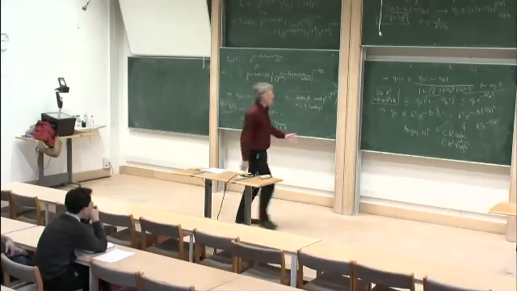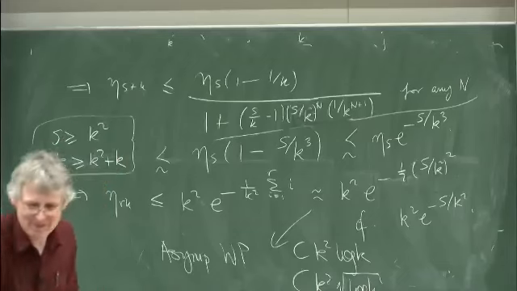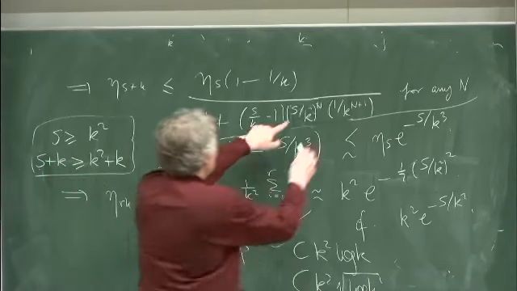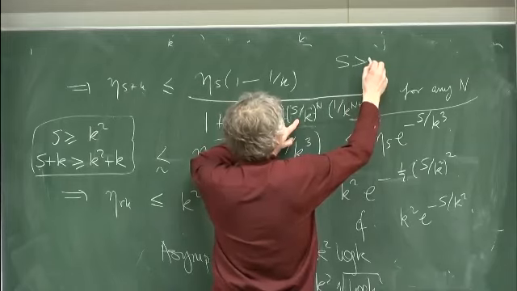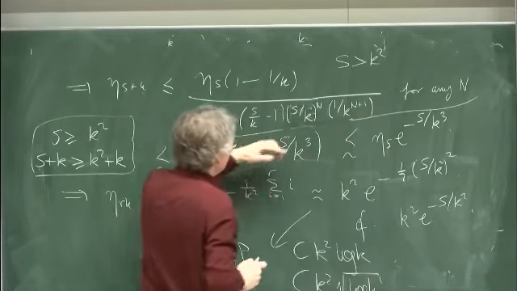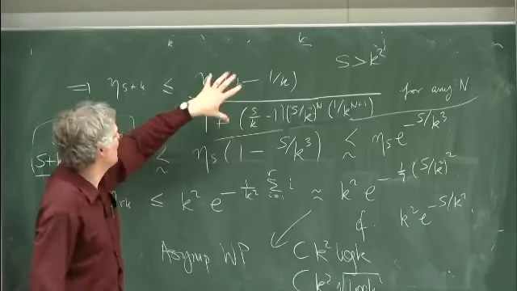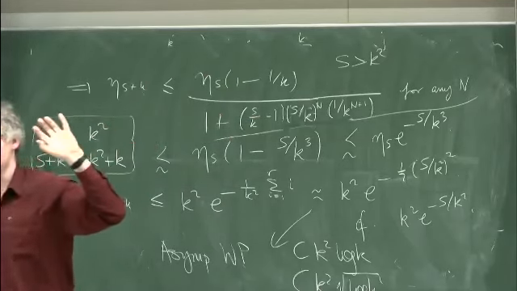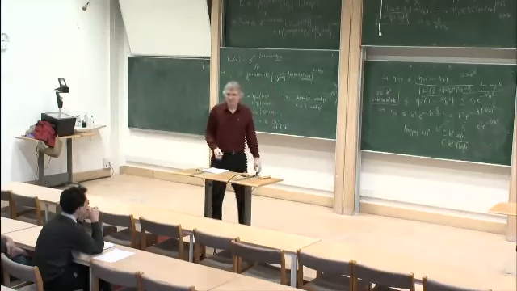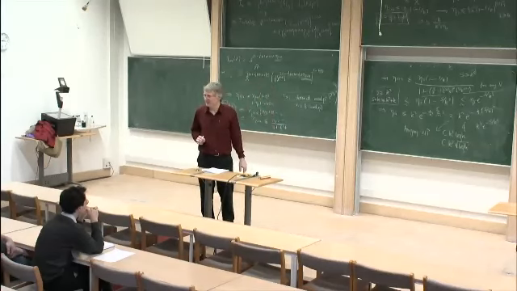Yeah, maybe it wasn't obvious. So if s is larger than k squared, just to spell it out, then this denominator is blowing up as n goes to infinity, and so this is smaller than any positive number. That's where epsilon appeared. Good.